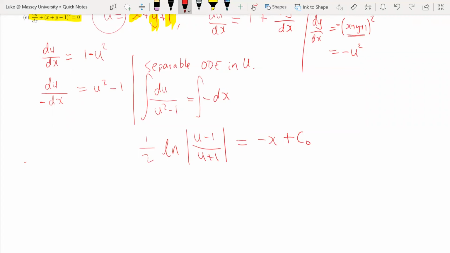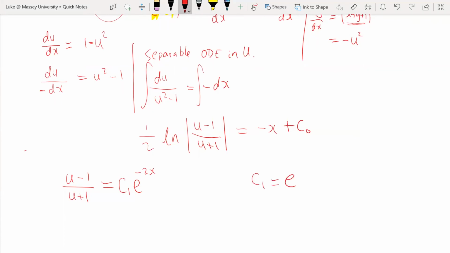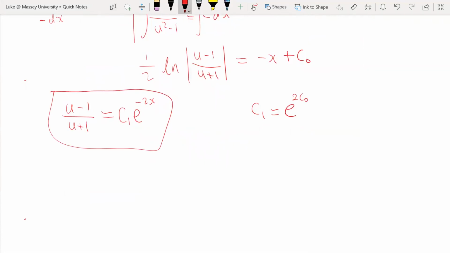The right hand side, of course, the integral is just negative x plus some integration constant. Okay, well let's multiply that whole thing by 2 to get rid of the 1/2 on the left side, and then we'll take the exponential, so on the left hand side the exponential and the log will cancel out. So u minus 1 over u plus 1 is equal to the exponential of negative 2x times c1, where c1 is the exponential of 2 times c0. It's just some constant.